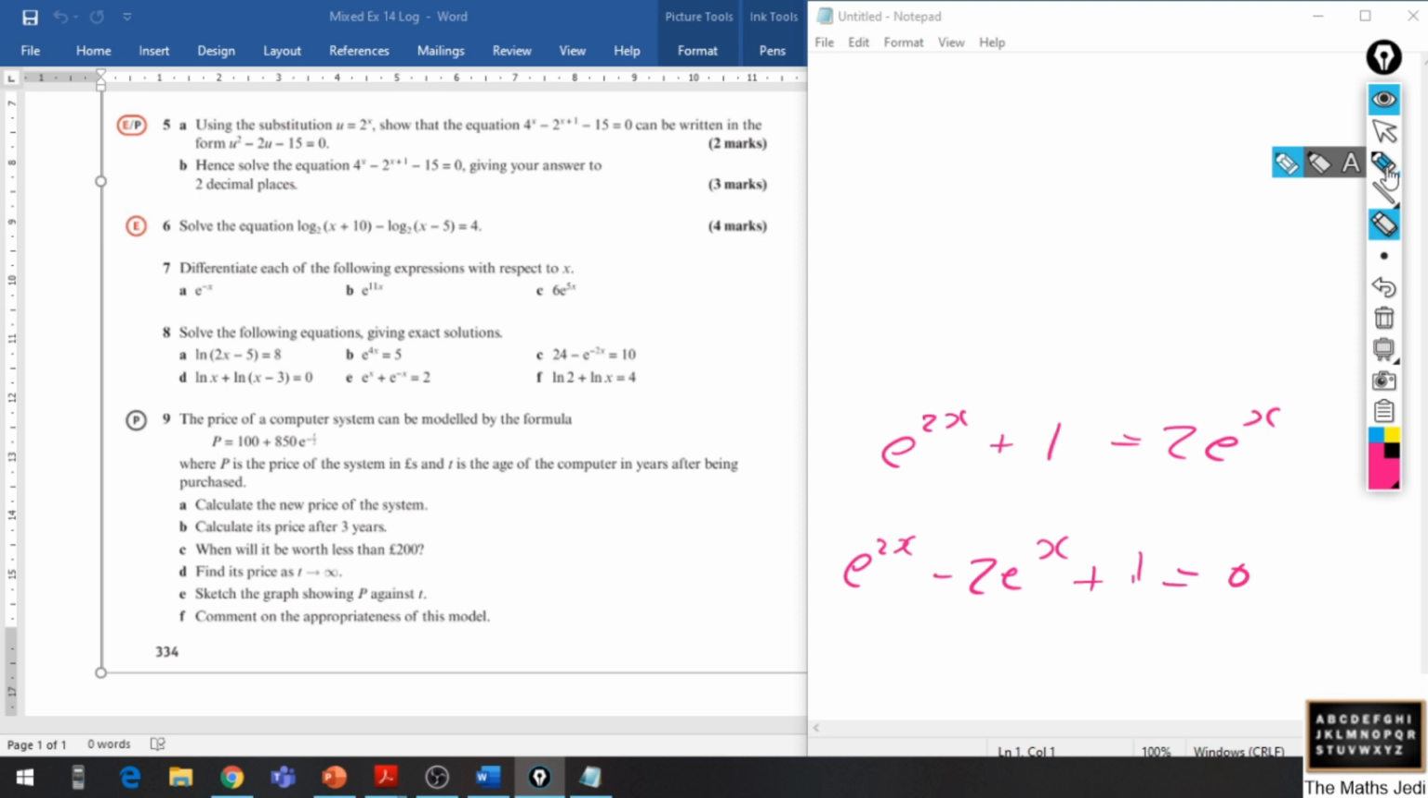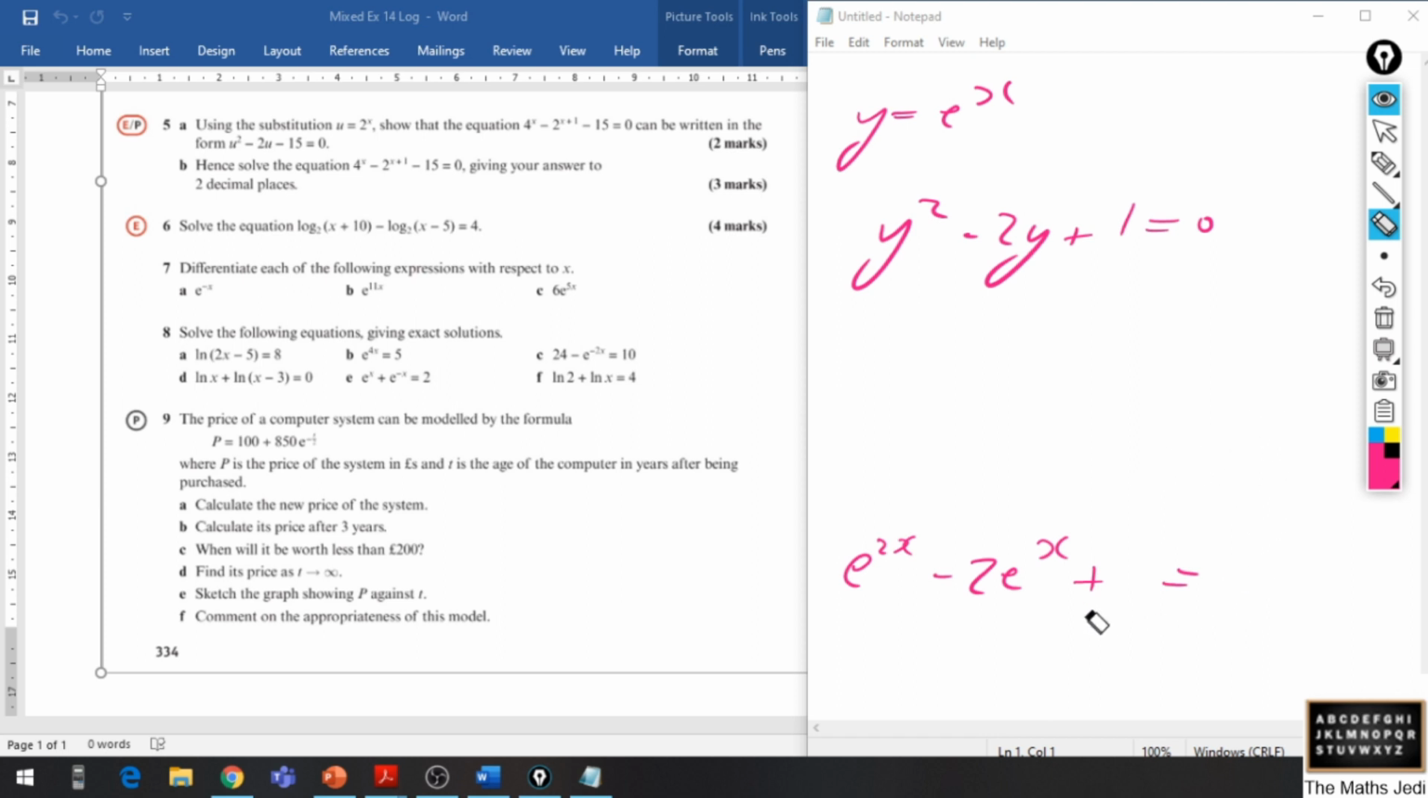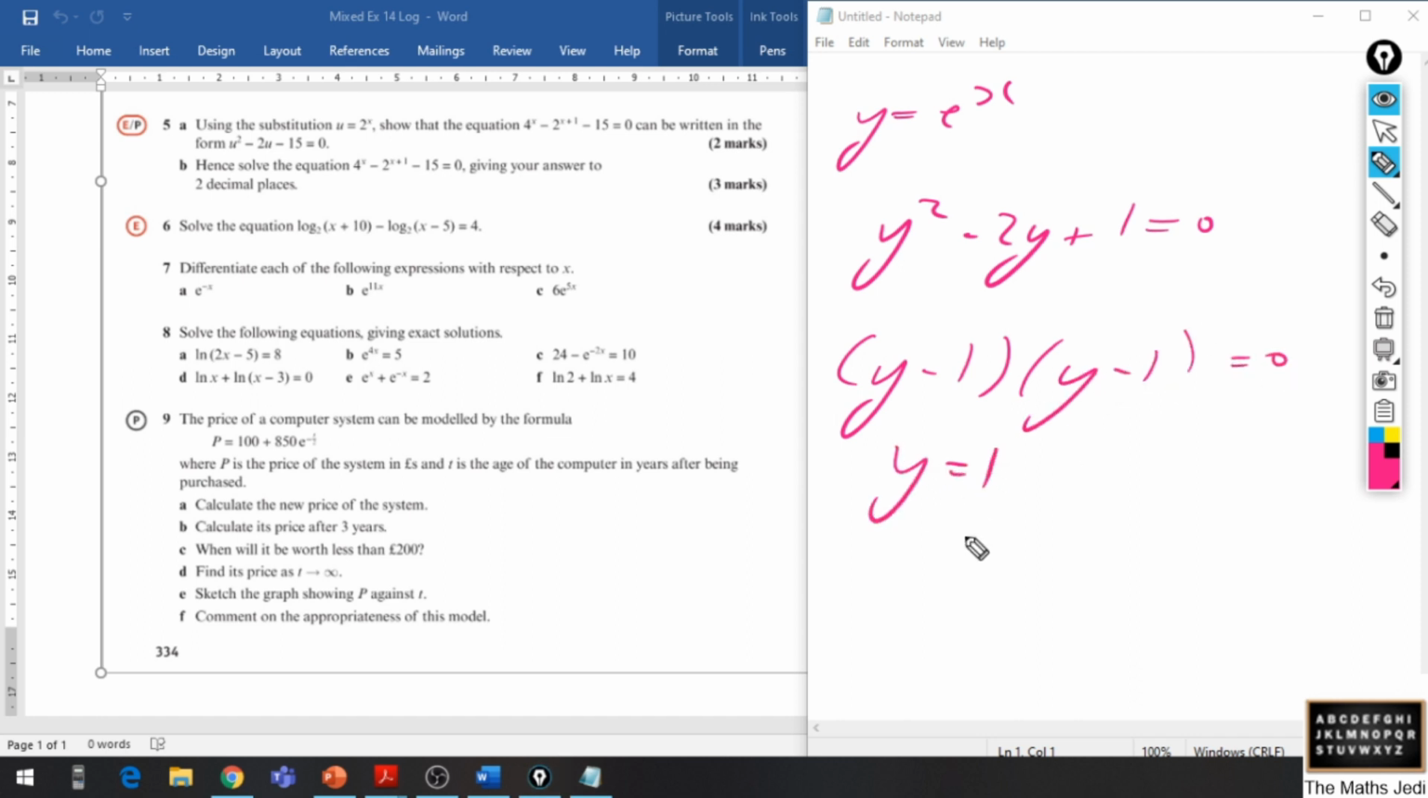and you will get a nice substitutional quadratic. So let's do that. This is going to be y squared minus 2y plus 1 equals 0. That factorizes quite quickly, and you can then go from there to get your answer. Let's just do that real quick. So it will be minus 1 and minus 1. So y equals 1, e to the x equals 1, so x is 0. So that's the only solution that's going to work here, is x is 0.